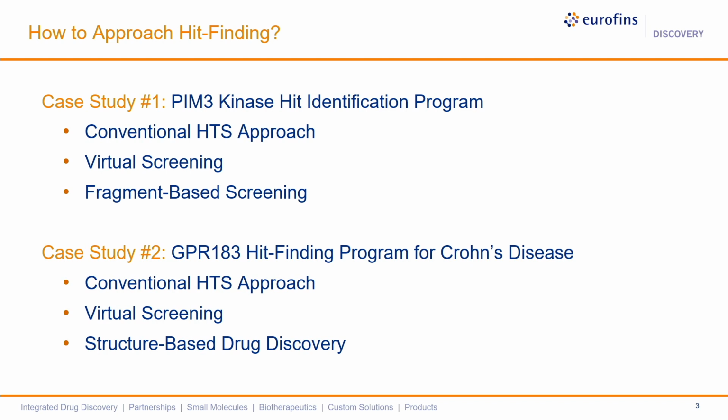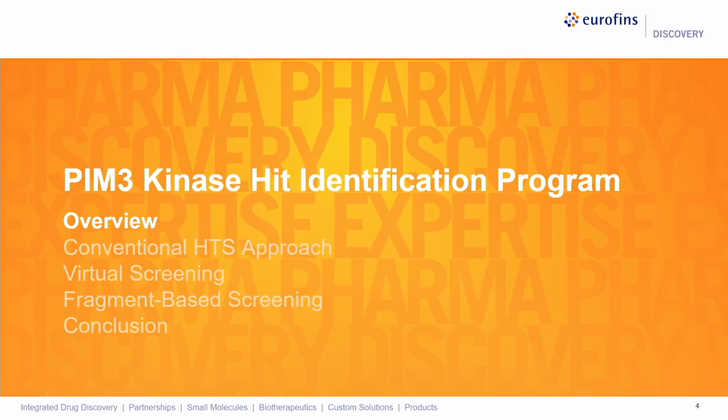So today we will take you through two case studies around hit finding. The first one will be about our PIM3 kinase program, and the second one will be a case study around GPR183 for Crohn's disease. I will start first with the PIM3 kinase program.